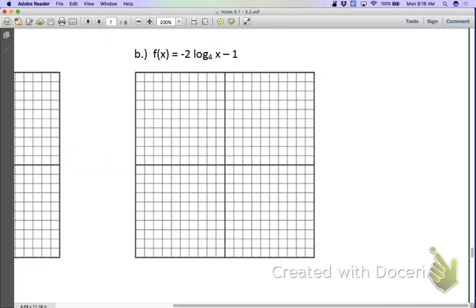I'm still going to find the x-intercept. I'm still going to find the asymptote. I'm still going to find the domain. And I'm automatically going to put the range down as negative infinity to positive infinity.